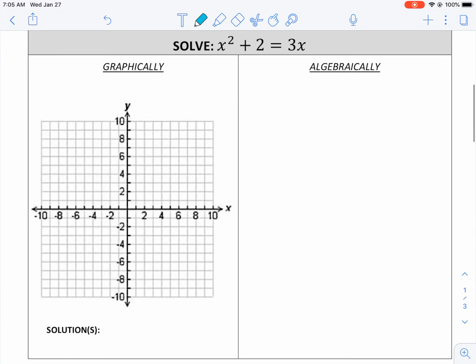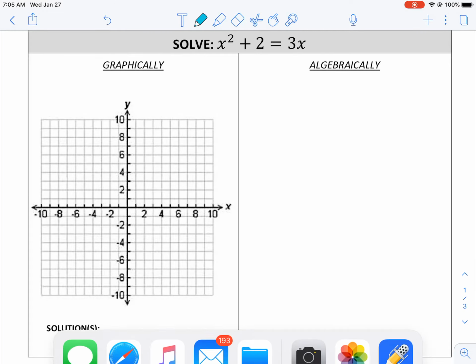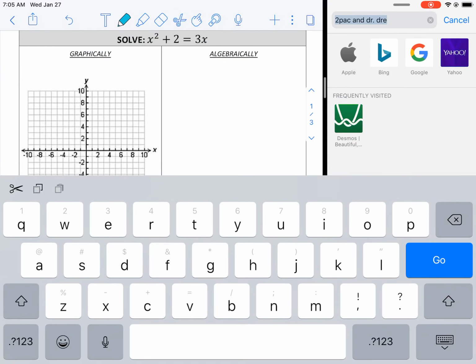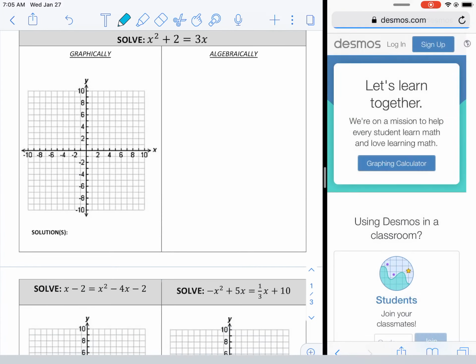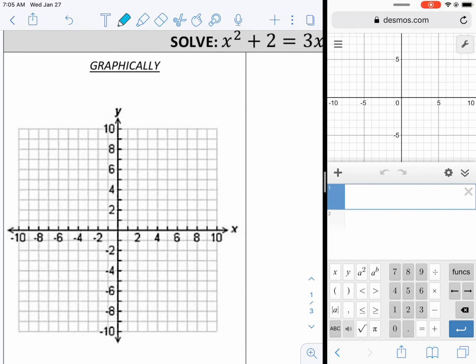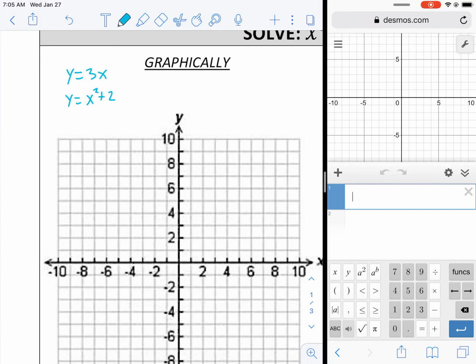So the main way that we're going to do this is we're going to use Desmos. Because we taught you guys how to graph quadratics, but that was a whole thing. Could you graph the quadratic by hand? Yeah, you could. If we look at these, we've got y equals 3x and y equals x squared plus 2. You could hopefully graph both of those if it came down to it.